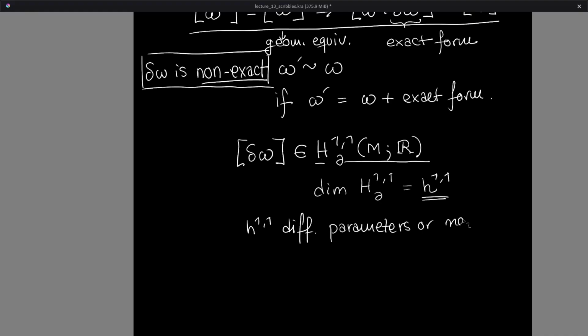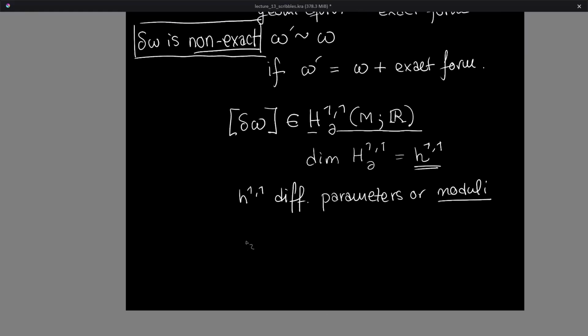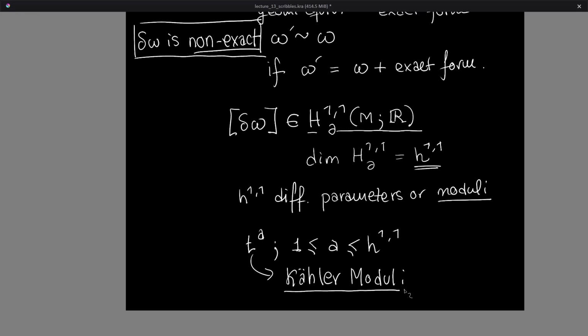Or moduli, right? So these are the moduli, and so we call them t^A, and A runs from, so let's say that A runs from 1 to h11. These are the Kähler moduli. So that's the Kähler moduli.